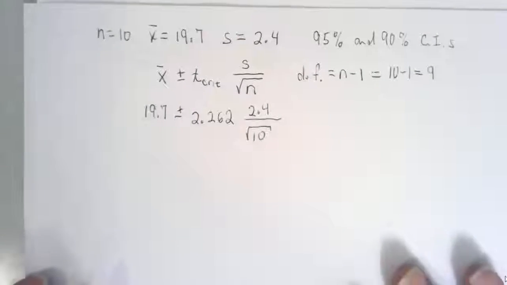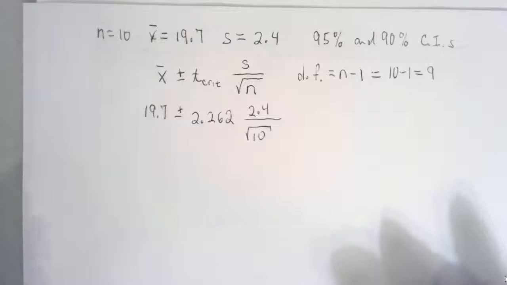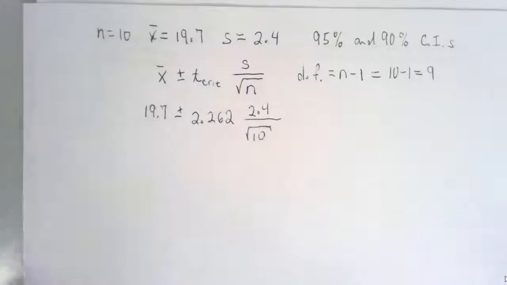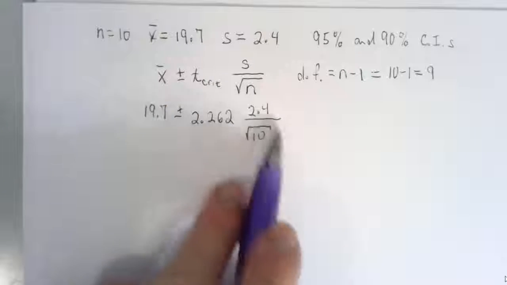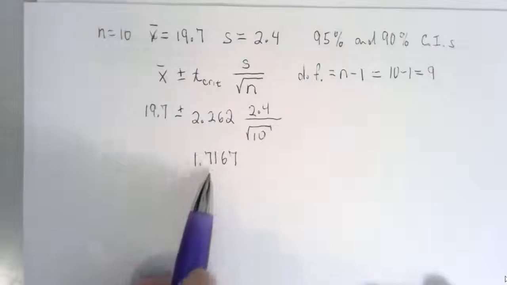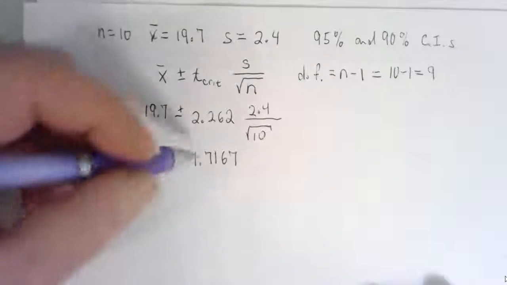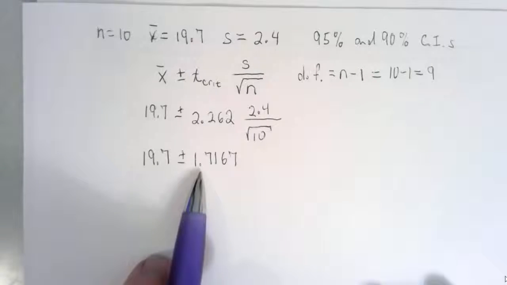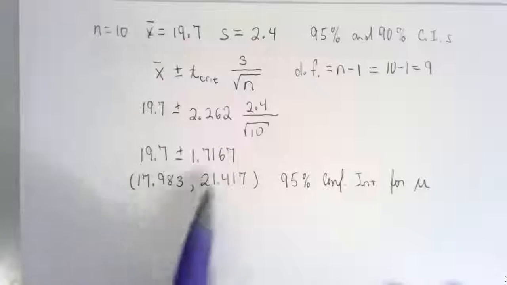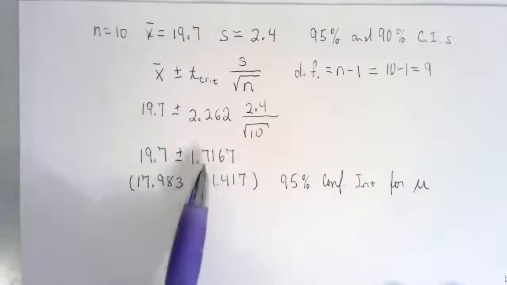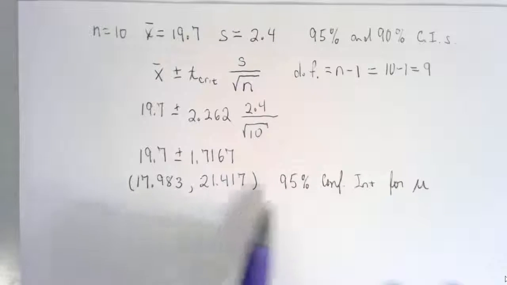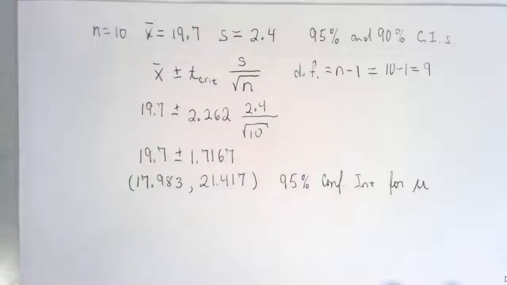And now we're going to compute just exactly in the way that we did for the z intervals, or the case where you know sigma rather than s. Let's compute this margin of error first. And I get 1.767. We'll add and subtract that from 19.7. We run these numbers through our calculator, adding and subtracting the margin of error from the point estimate, and we come up with this confidence interval. It's a 95% confidence interval for the mean.